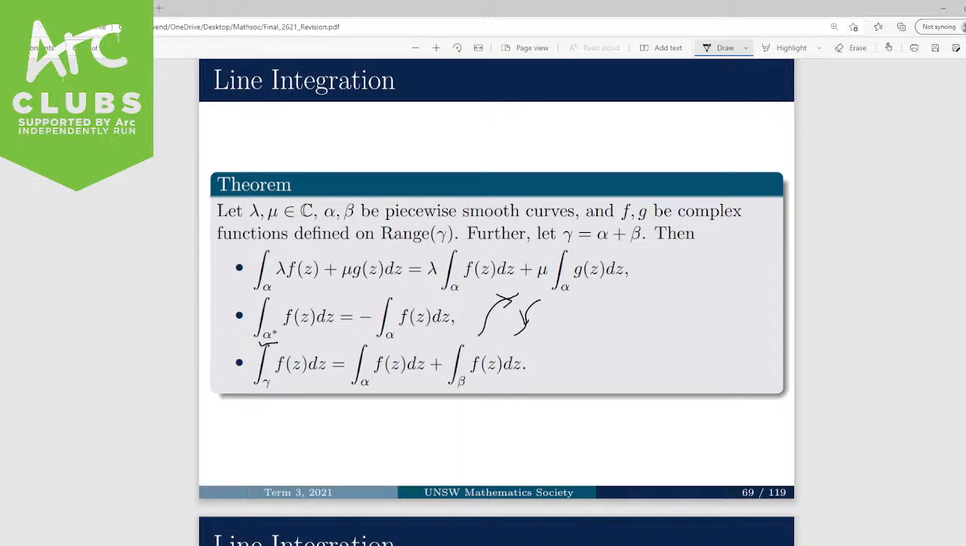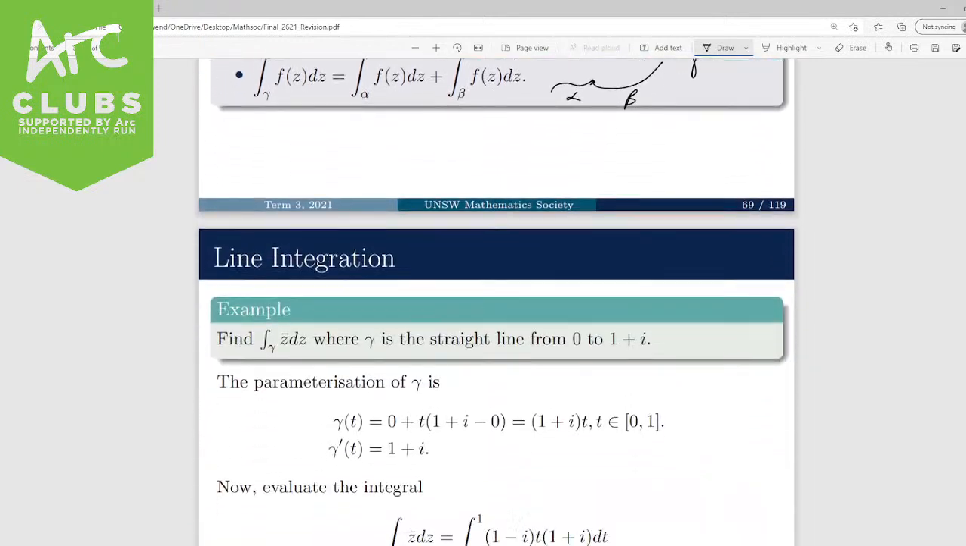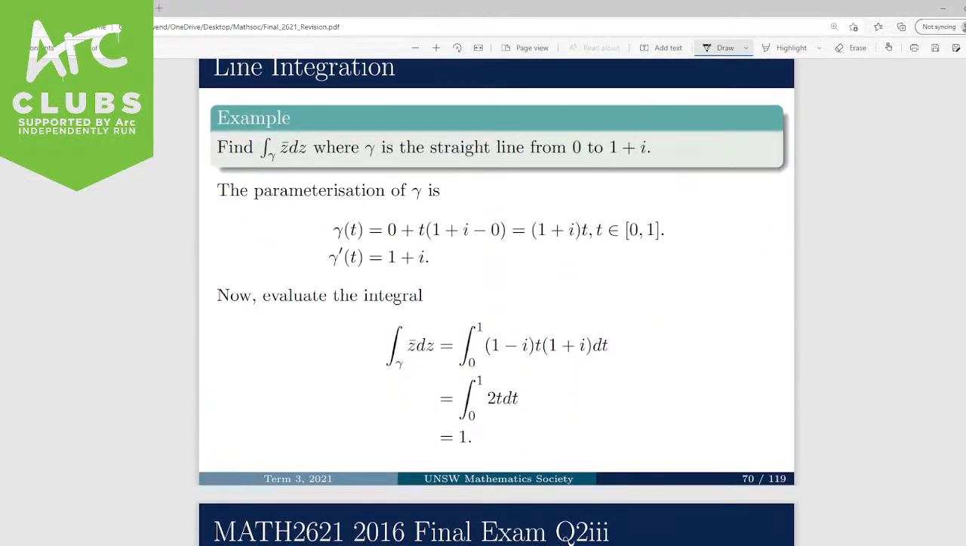And here, gamma is the join of alpha and beta. So here you have alpha and beta. And bam, if you integrate along this whole thing, it makes up gamma. You can just do the usual splitting up of the integral, splitting up of the bounds into different integrals. So no real new properties there. So just a demonstration of how line integration works.